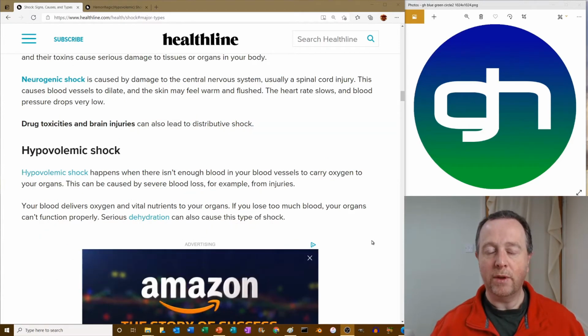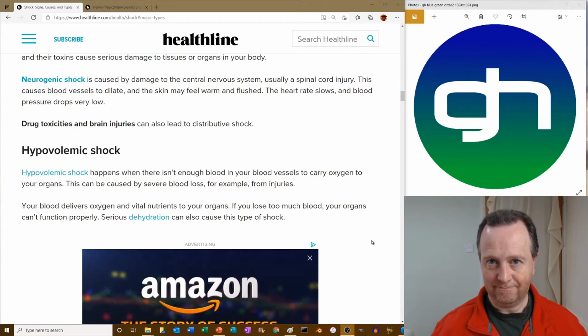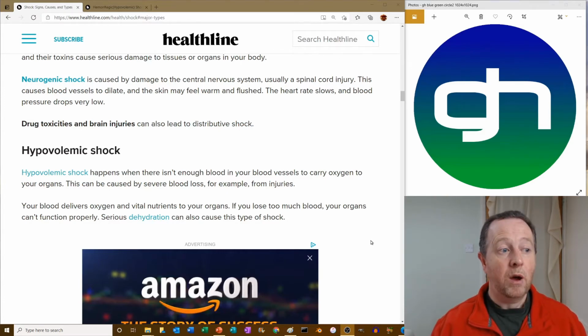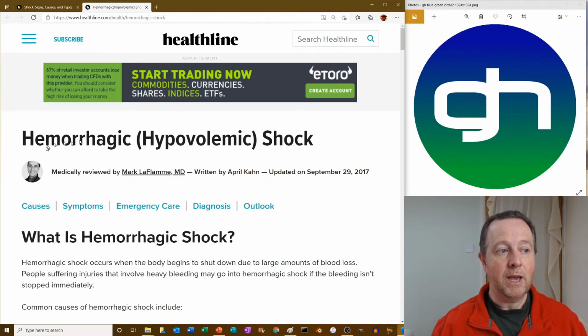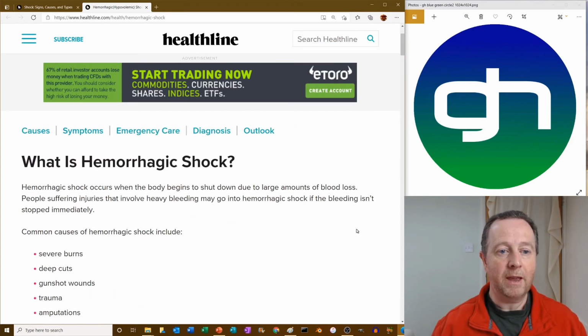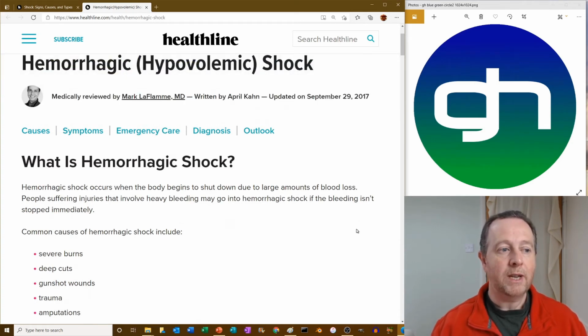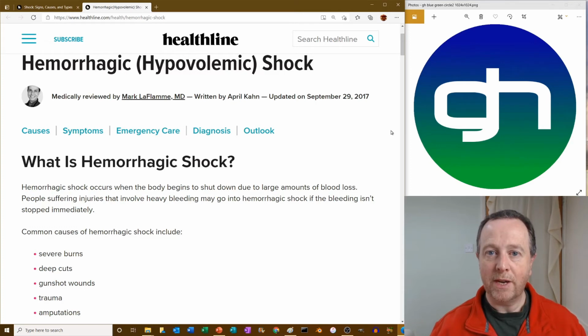Hypovolemic shock. Now this is the one that they're talking about regarding the driving test and the theory test questions. Hypovolemic shock happens when there isn't enough blood in your blood vessels to carry oxygen to your organs. This can be caused by severe blood loss, for example, from injuries. Right, so here's a hemorrhagic shock part that I dug up earlier on. So what is hemorrhagic shock? Hemorrhagic shock occurs when the body begins to shut down due to large amounts of blood loss. People suffering injuries that involve heavy bleeding may go into hemorrhagic shock if the bleeding isn't stopped immediately. And this is what they're talking about on the theory test questions.